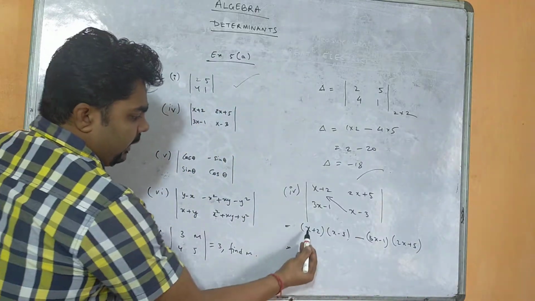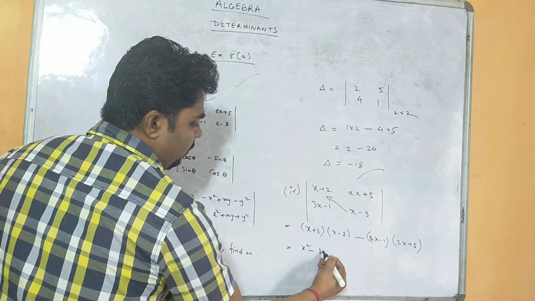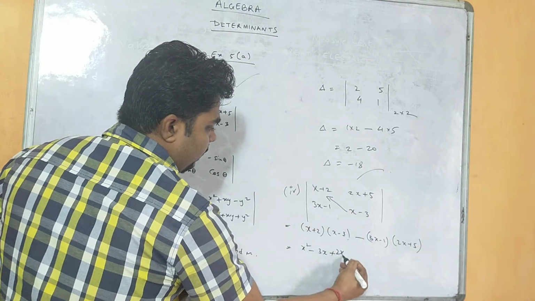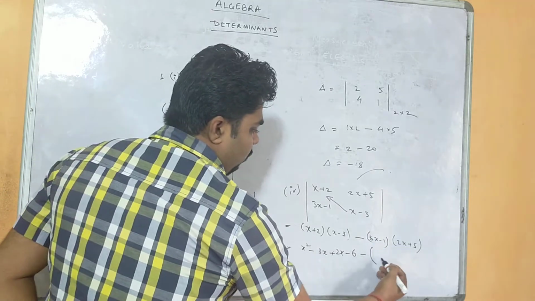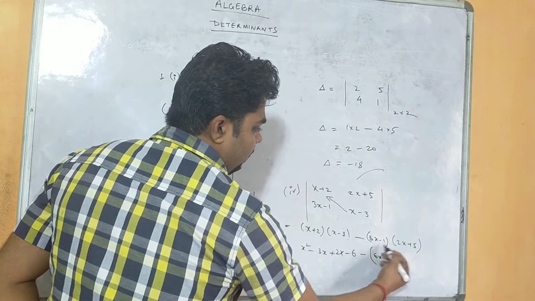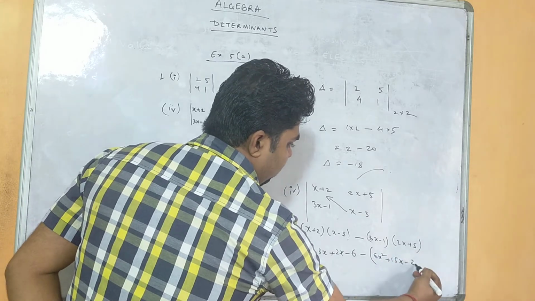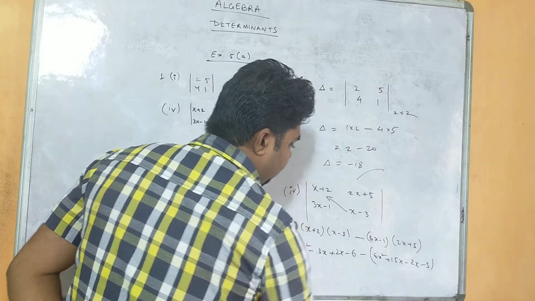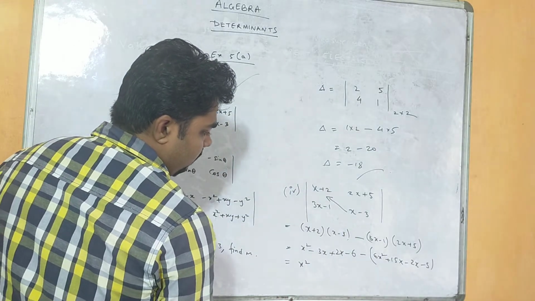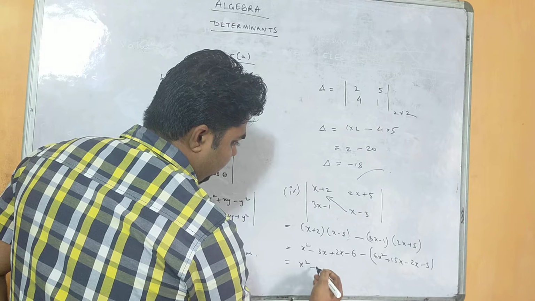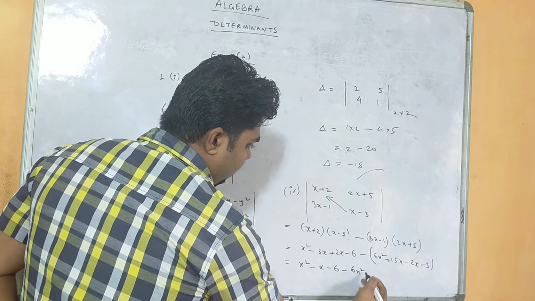So we need to multiply x with these two terms: x into x, x square; x into 3, 3x; 2 into x, 2x; minus 6, minus. Now 3x into 2x, 6x square; 3x into 5, plus 15x; minus 2x, minus 5. Now x square minus 3x plus 2x, we will get minus x, minus 6, minus 6x square.